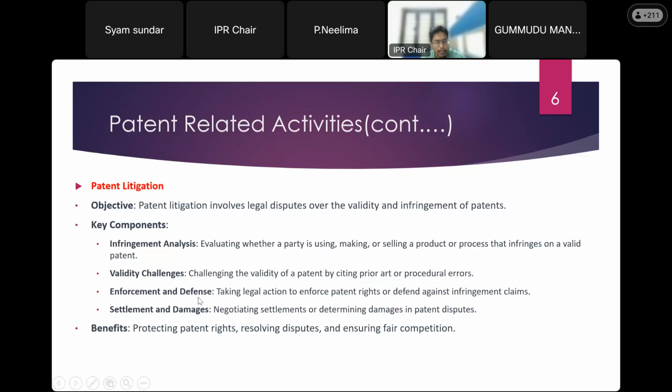And even enforcement, which happens in the court. For example, if your right is violated, to protect your right you need to approach the courts. That is called enforcement. So the enforcement also all comes under patent litigation.